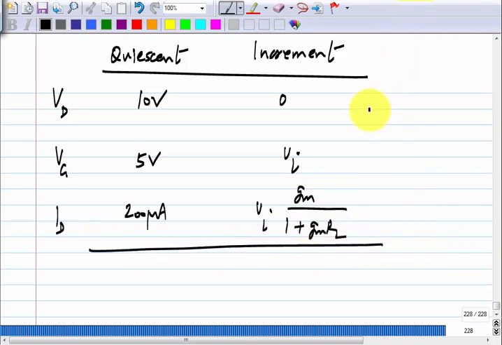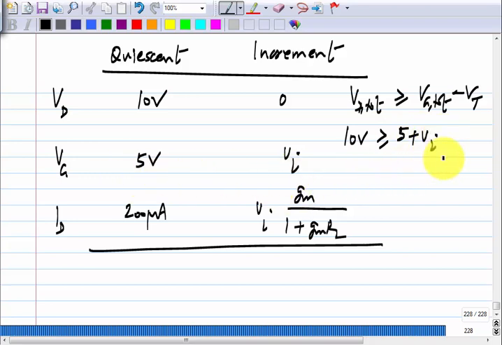Now, the triode region limit says that the total drain voltage must be greater than or equal to the total gate voltage minus the threshold voltage. Okay. So, it is very easy. It says that 10 volt should be greater than or equal to 5 plus Vi, which is the total gate voltage, minus 1 volt, which is the threshold voltage. So, what does this say? Vi has to be less than or equal to 6 volts. Okay.